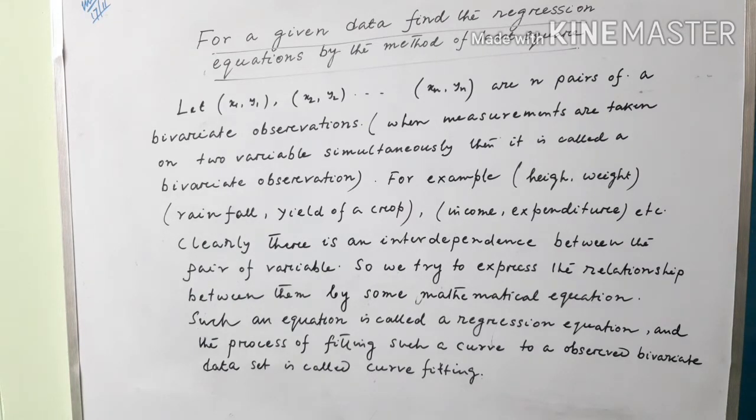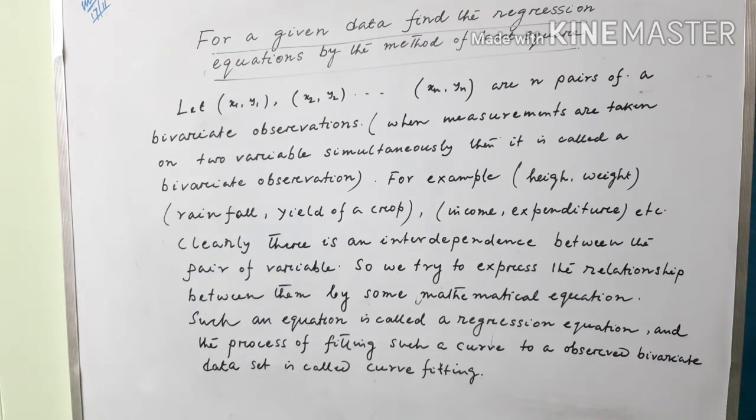data set. So here let us consider x1, y1, x2, y2, x3, y3 are n pairs of bivariate observations. So the question is, what is a bivariate observation? When measurements are taken on two variables simultaneously. For example, you consider a group of students. For each student, you are measuring his or her height and weight.